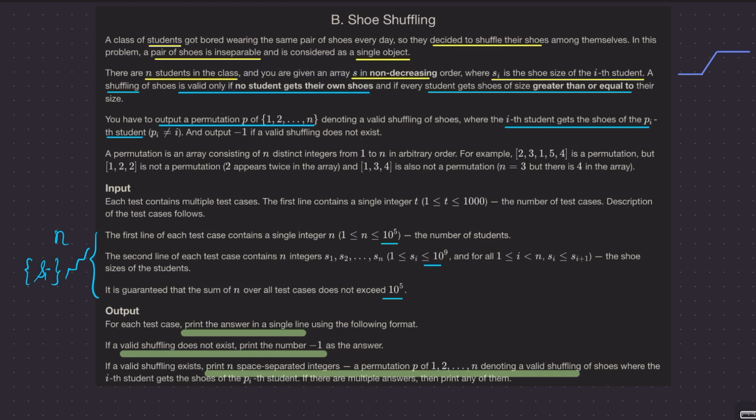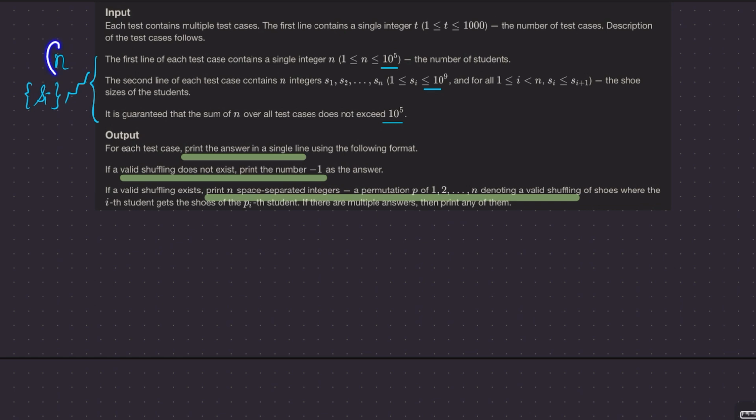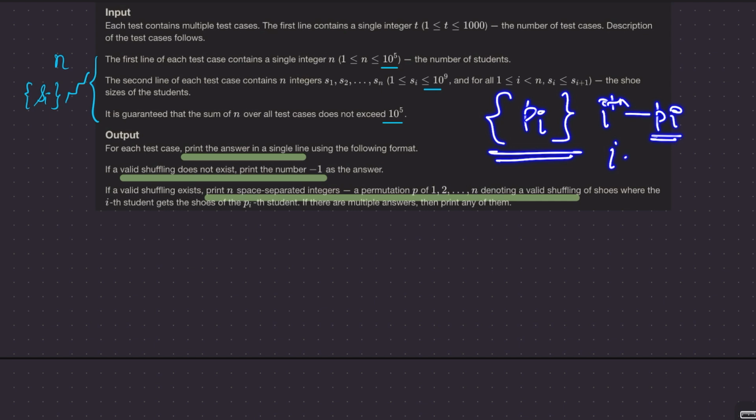So the question is simple. They have given n and Si, where Si is the size of shoes for a given student. We want to output a valid shuffling, represented by a permutation array of n integers from 1 to n in any order, where the ith student gets the pair of the pith student, and of course i should not be equal to pi, for the obvious reason that a student cannot get his own shoes. But if a valid shuffling does not exist, you have to print -1. I guess the question is clear.